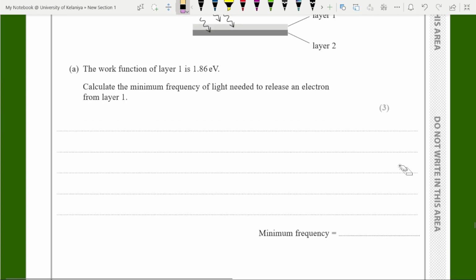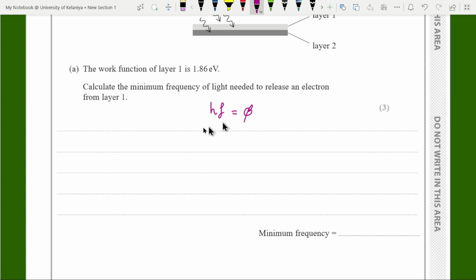The work function of layer 1 is 1.86 electron volts. Calculate the minimum frequency of light needed to release an electron from layer 1. First, I hope you remember that the minimum frequency of light can be obtained by using hf, because that would be equal to at least the work function, the energy of the photon.